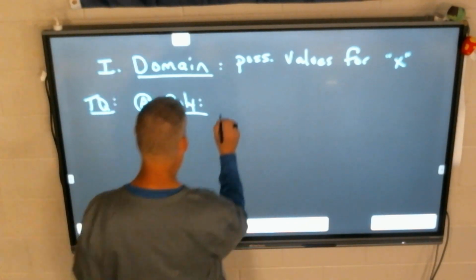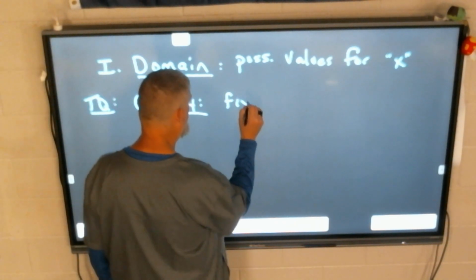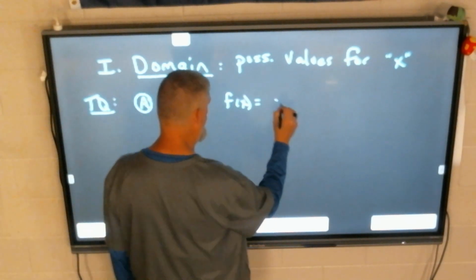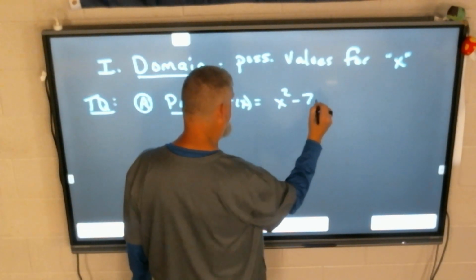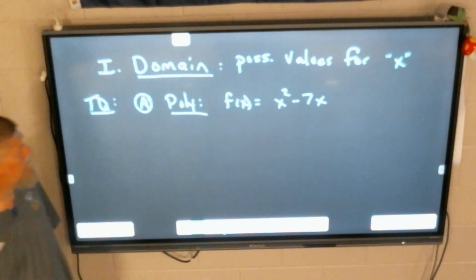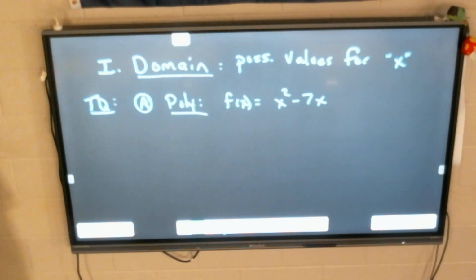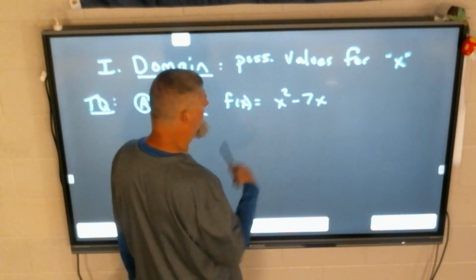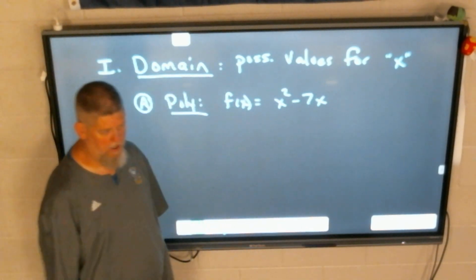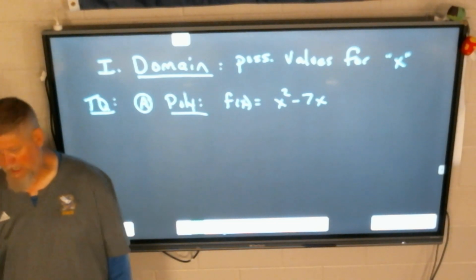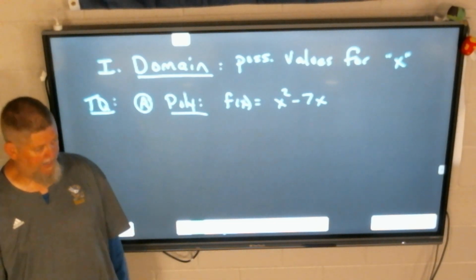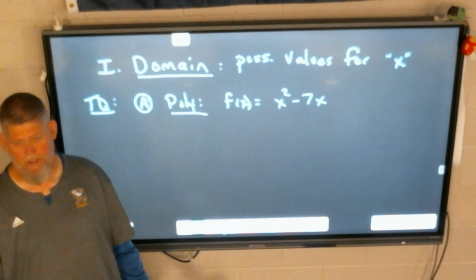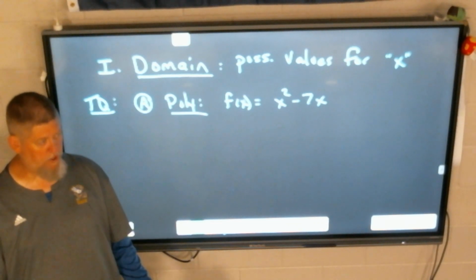It's going to look something like f of x equals, let's use the one in my notes, x squared minus 7x. Is there any limit to what I can put in there? Is there any limit to what number I can square and multiply by 7? No. There's no limit. I can do it to whole numbers, to integers. I can square an integer. Can I square decimals? Yeah. Can I square fractions? Yeah.